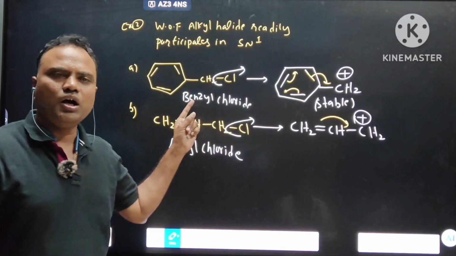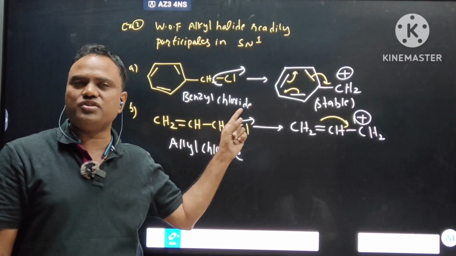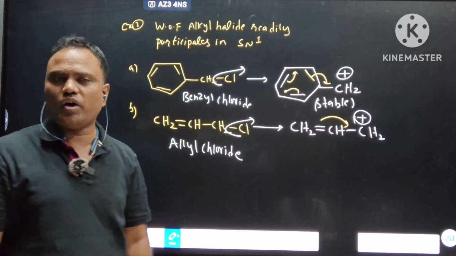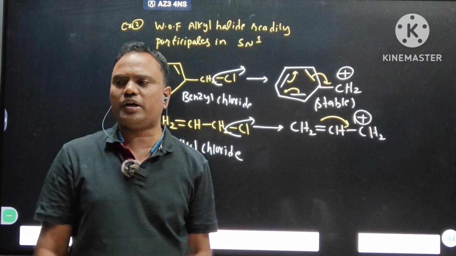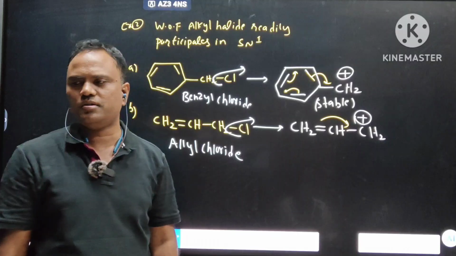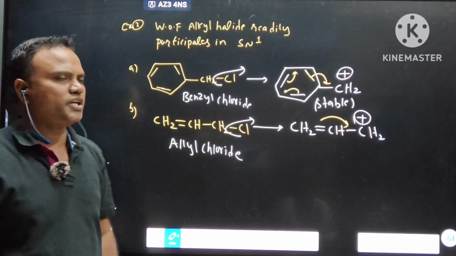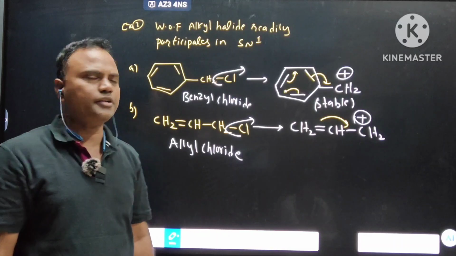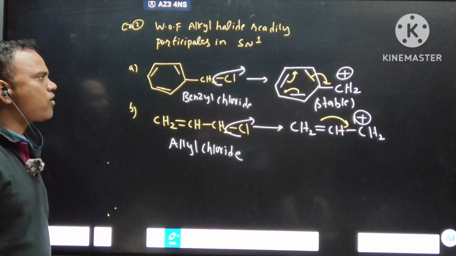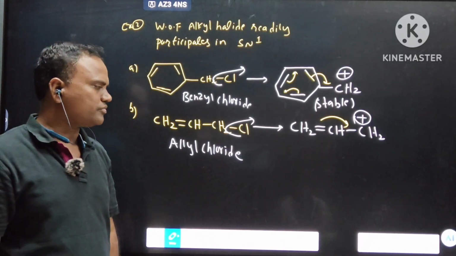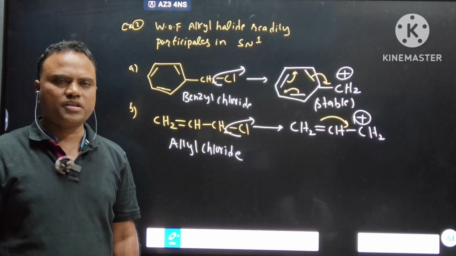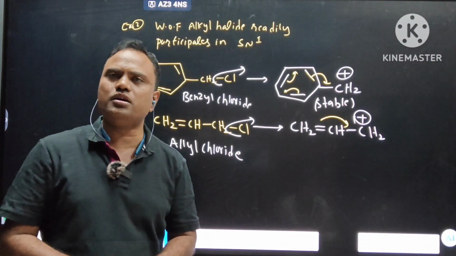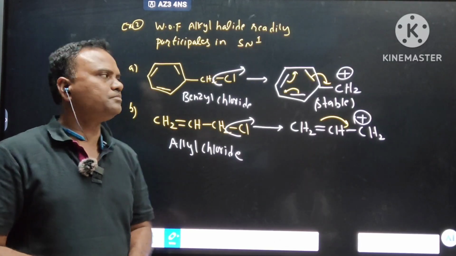So which halide is more reactive? Benzyl chloride. Benzyl halide is more reactive towards SN1. Why? Benzyl chloride will form a stable carbocation, since extended resonance is present. So benzyl chloride is more reactive towards SN1 than allyl chloride. Simple trick: remove the halogen, observe the stability orders. Okay.